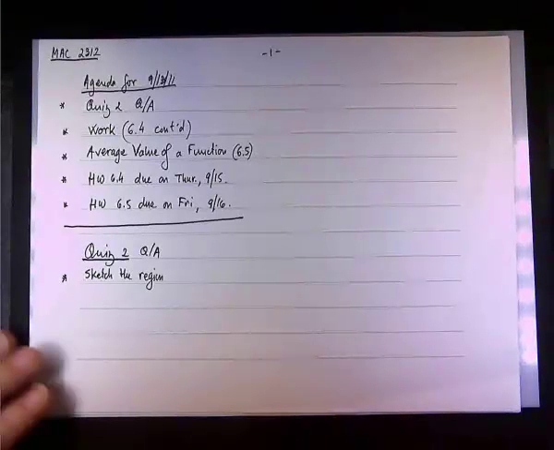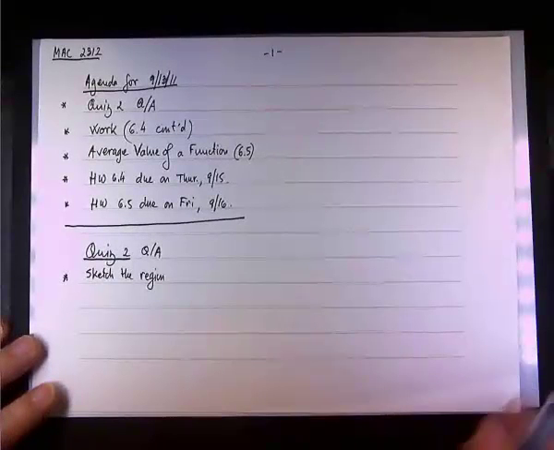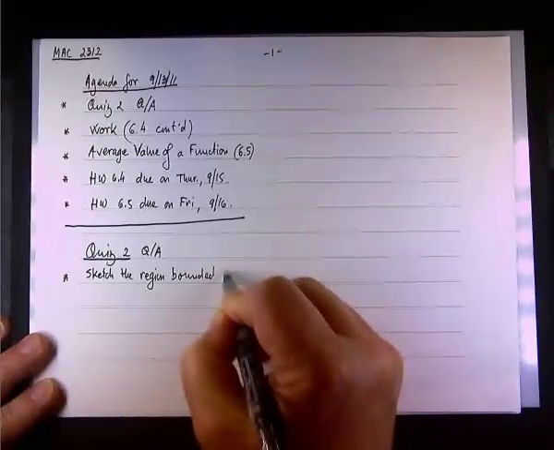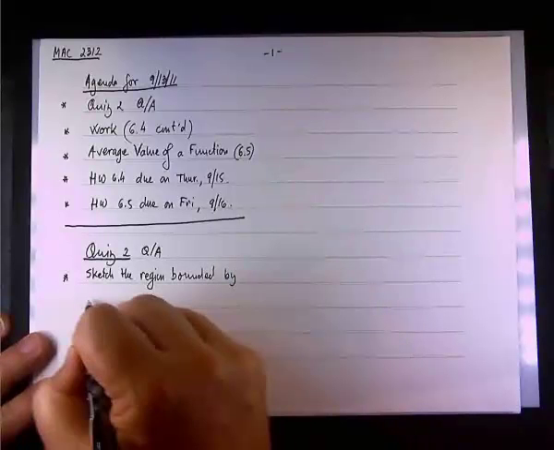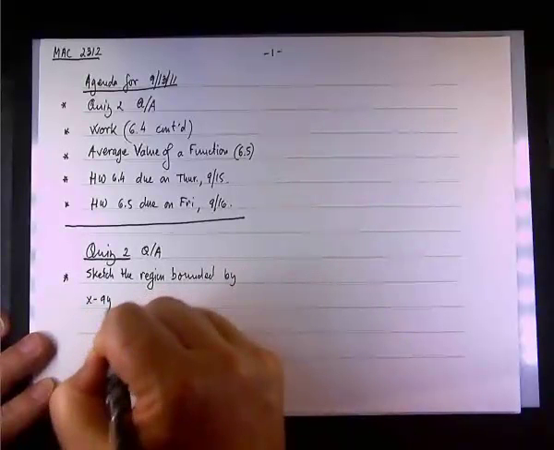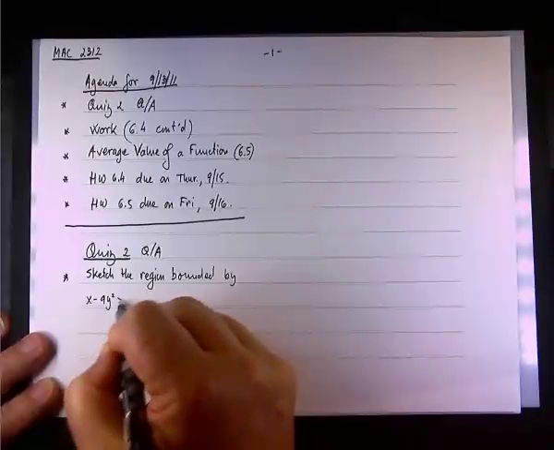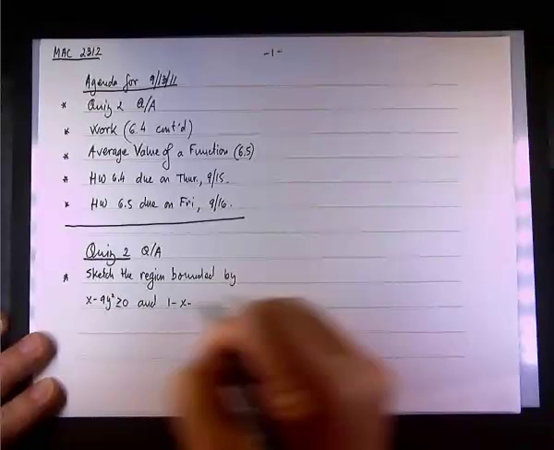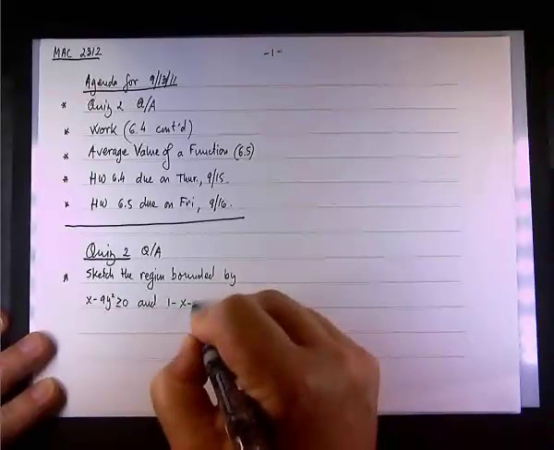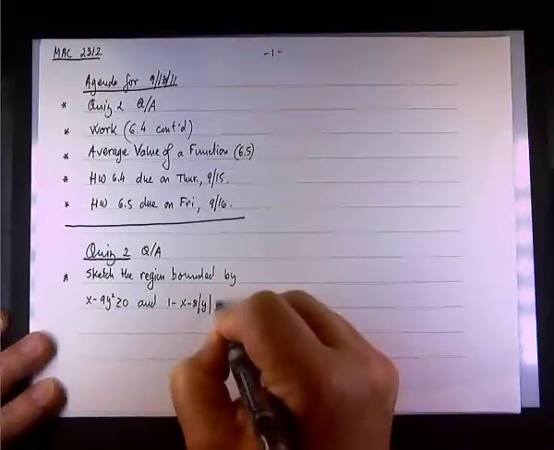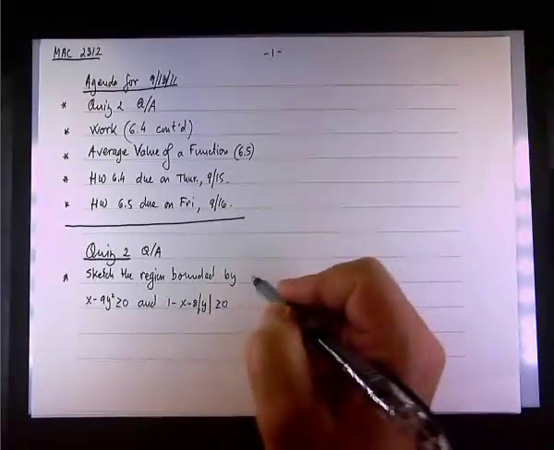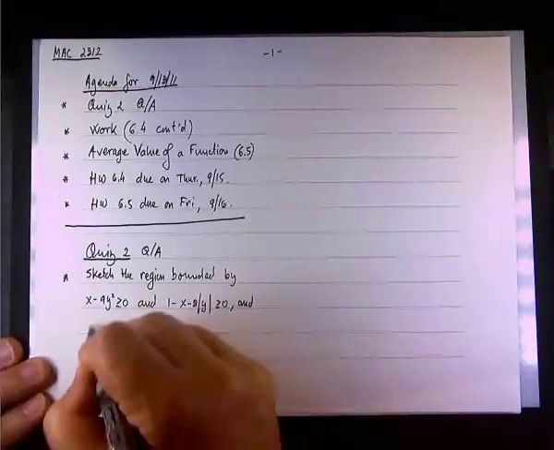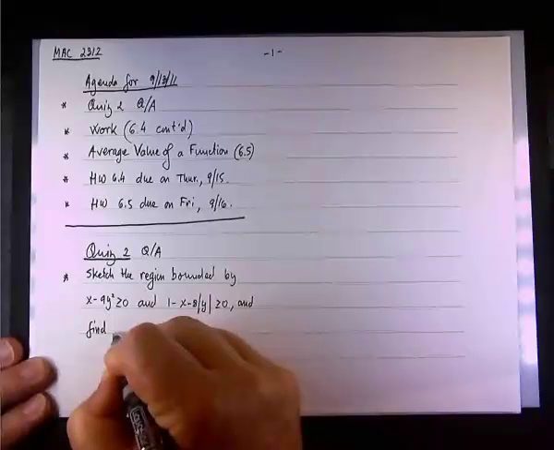All right, so sketch the region bounded by the following. We have one inequality: x minus 9y squared is greater than or equal to 0. The other is 1 minus x minus 8 times the absolute value of y greater than or equal to 0. And then find its area.